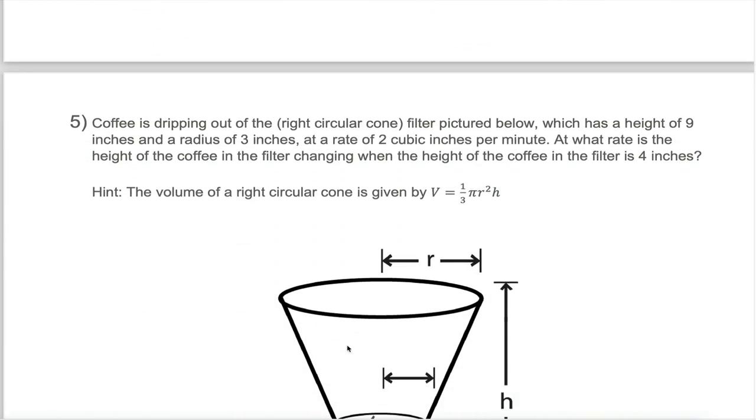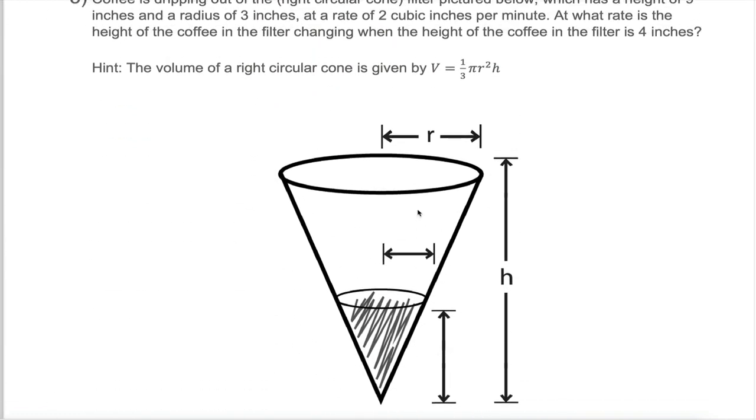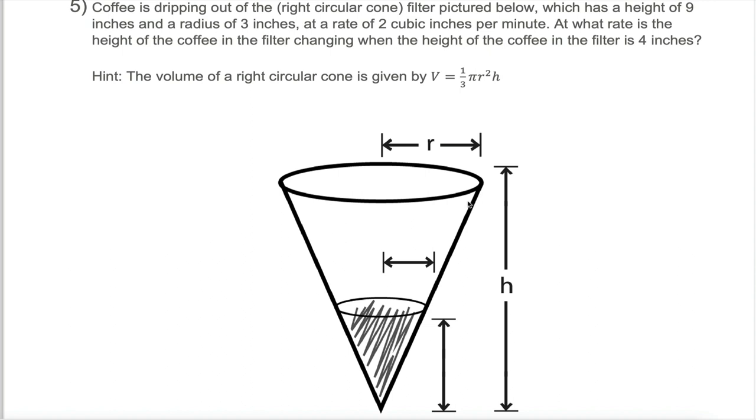All right, another related rates example. This one is pretty challenging. It's a classic related rates example. It's one that you see in pretty much everybody's calculus class. It's the one about a right circular cone.